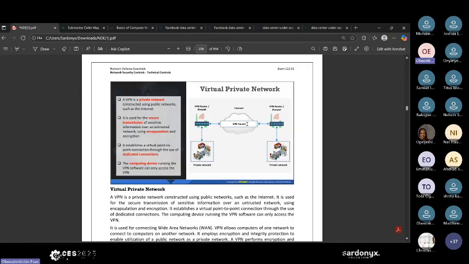But a VPN now gives that same privilege like Nitel, but on a public network. Like I'm having that Nitel now on packet architecture. That's what I mean. Then the computing device running VPN software can only access the VPN, for example Fortinet, Cisco, and so on and so forth.